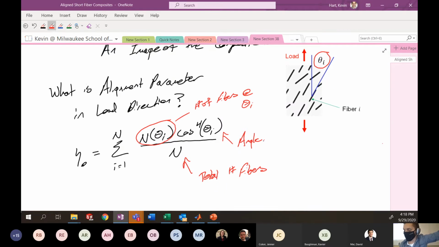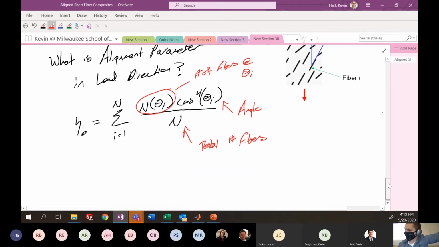Now, this is never going to be 0 because there will always be some number of fibers that you're going to count. And the only way it could really be 0 is if they're all at a 90-degree orientation with your load direction, and that's pretty much impossible. In that situation, you probably just want to use an aligned short fiber composite for E2, let's say. So this is generally the alignment parameter and how it's calculated.